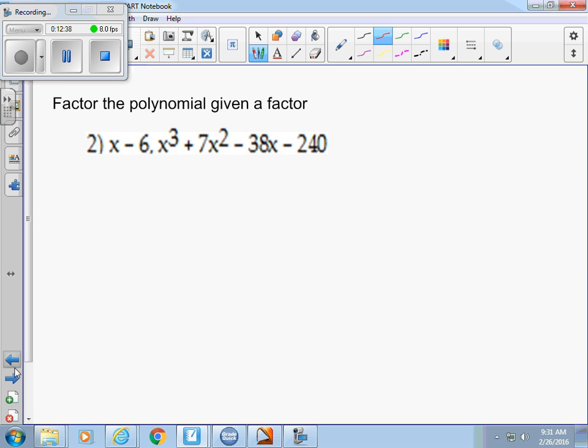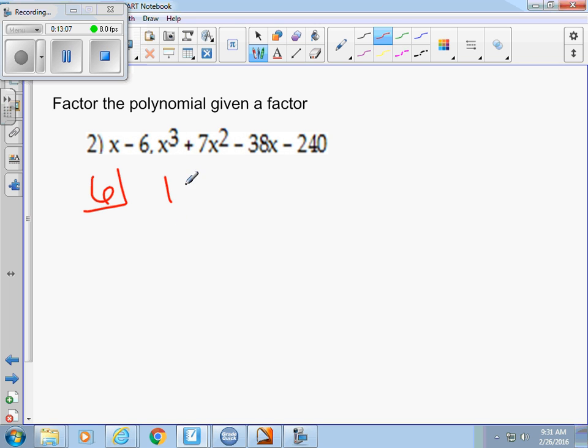It says factor the polynomial given a factor. Well, to do that, first I need to divide that factor out. So I'm going to put 6 in the box. Why 6? The x minus 6 is what I'm dividing out. It's telling me x minus 6 is a factor.